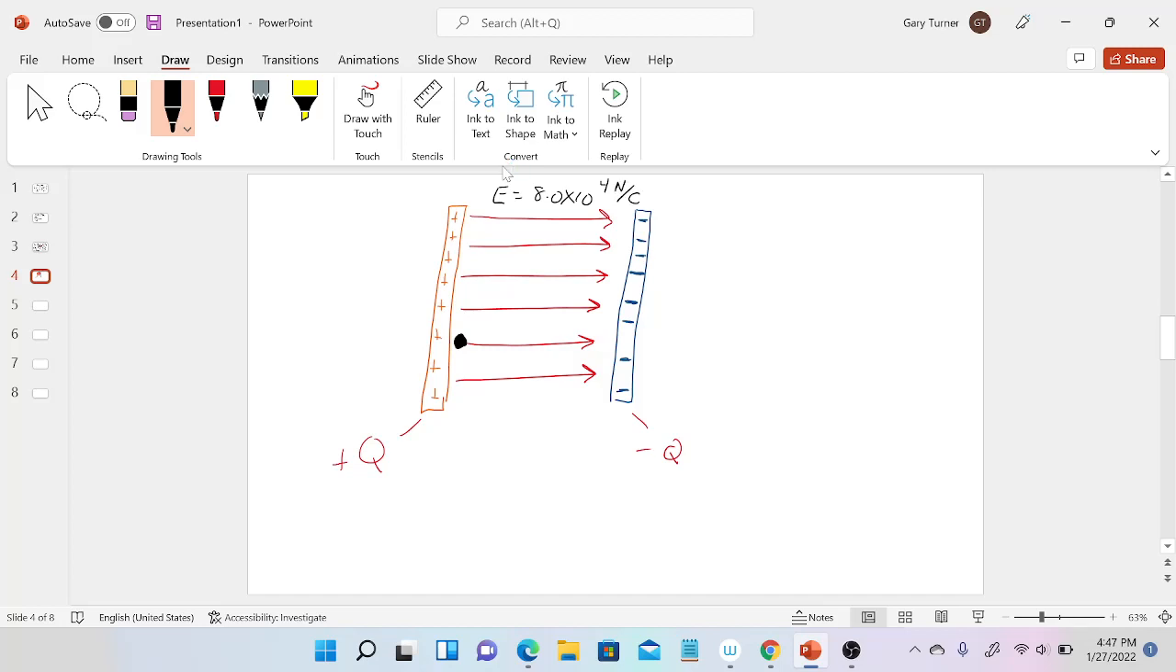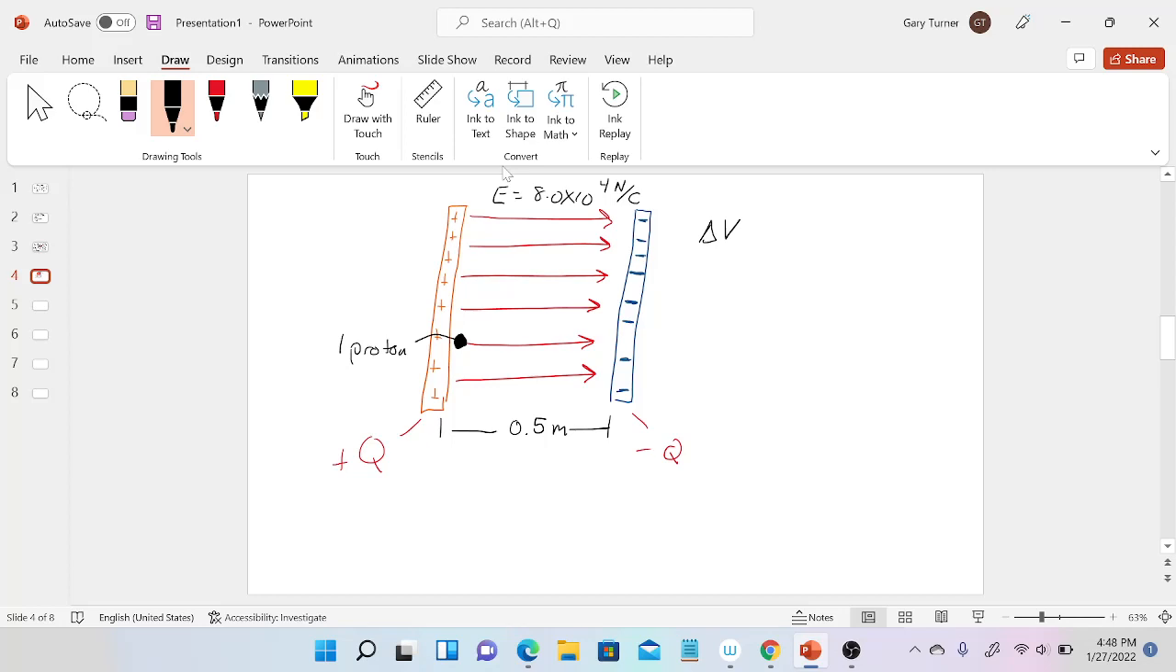Okay. And we're going to give this charge, let's say that this is a proton. And we want to find the change in electric potential. We want to find delta V if this is a 0.5 meter gap.